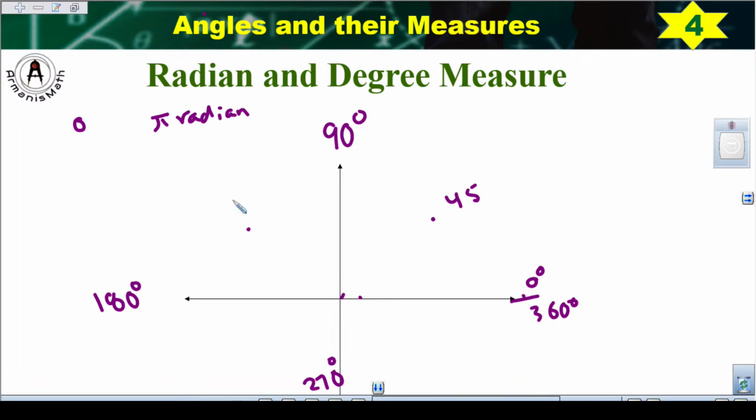Which means 90 plus 45. How much is 90 plus 45? 135 degrees. And then 180, you're going to find yourself landing at 225. And then here you're going to land at 270. How much is 360 minus 45? 315. Okay, so you know you're going to land here somewhere, 315.